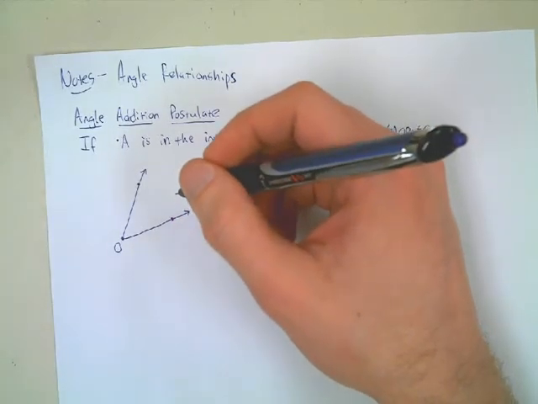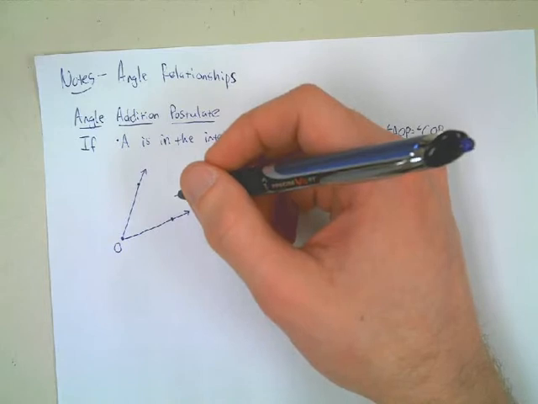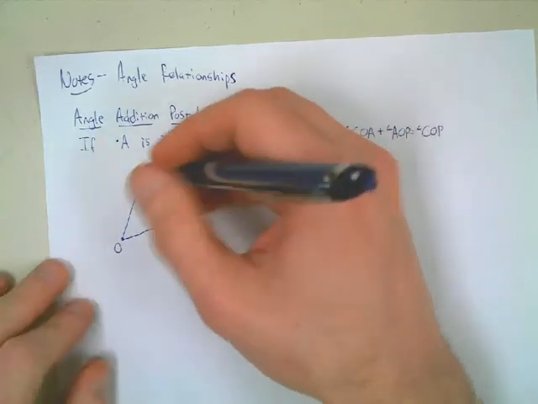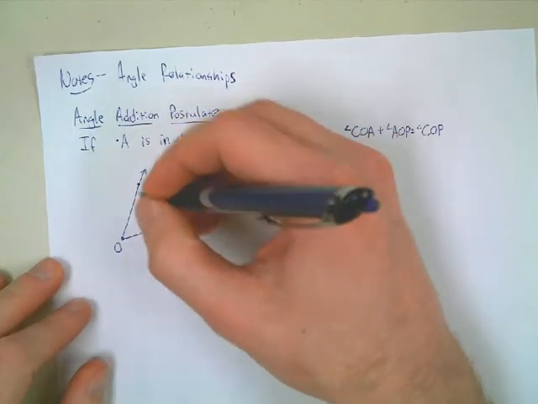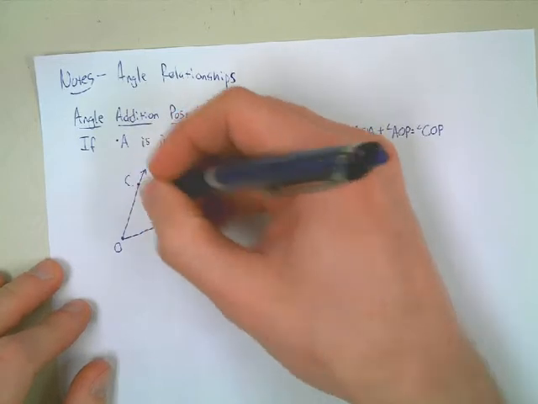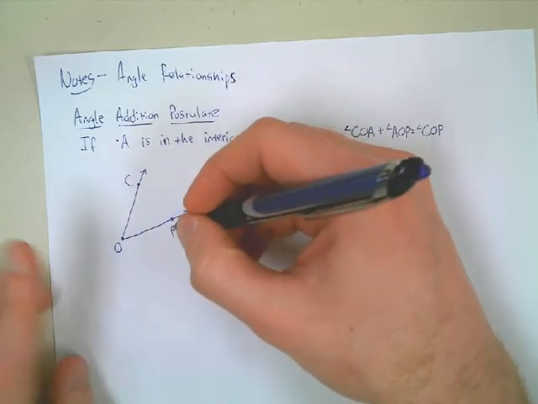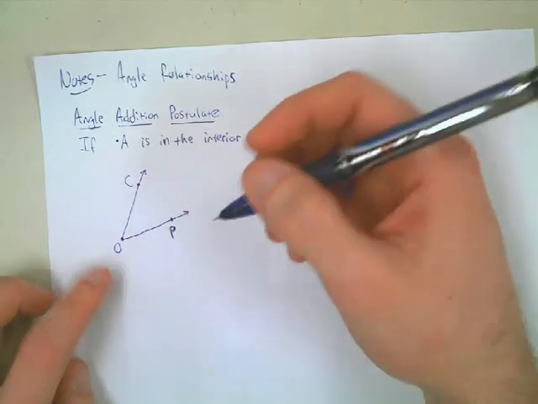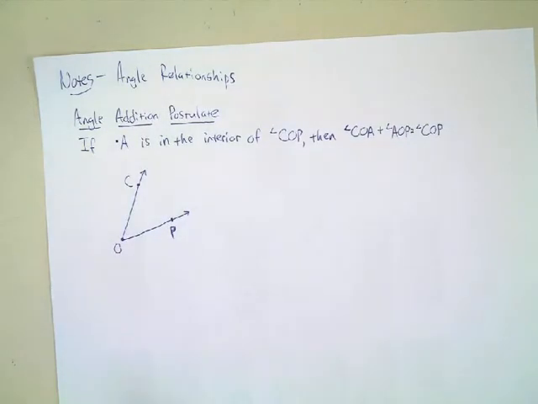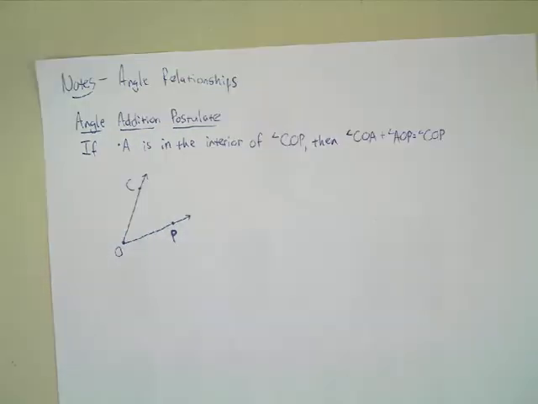Although in this case you could also flip those around. It doesn't matter. You could put the C here and the P here, or the P here and the C here. That doesn't matter at this point. But the middle letter does have to be O, because the vertex has to be O. That's always the vertex. All right, great.